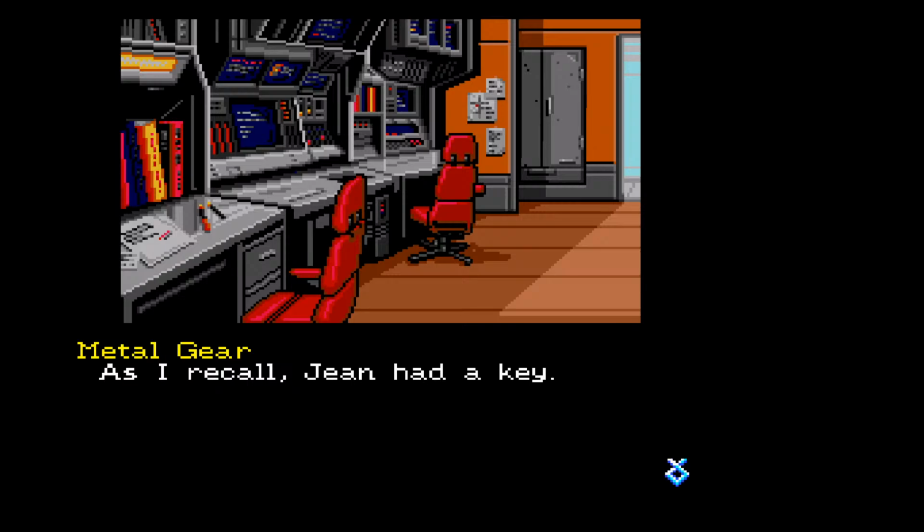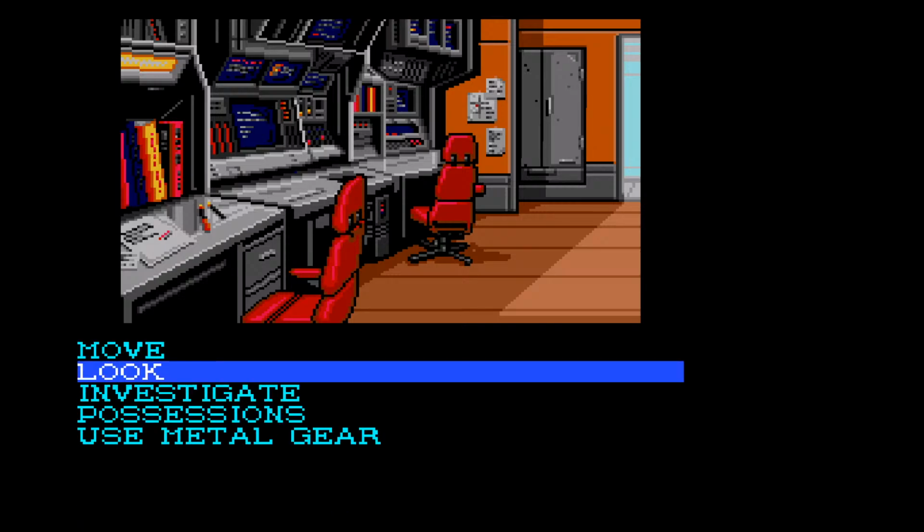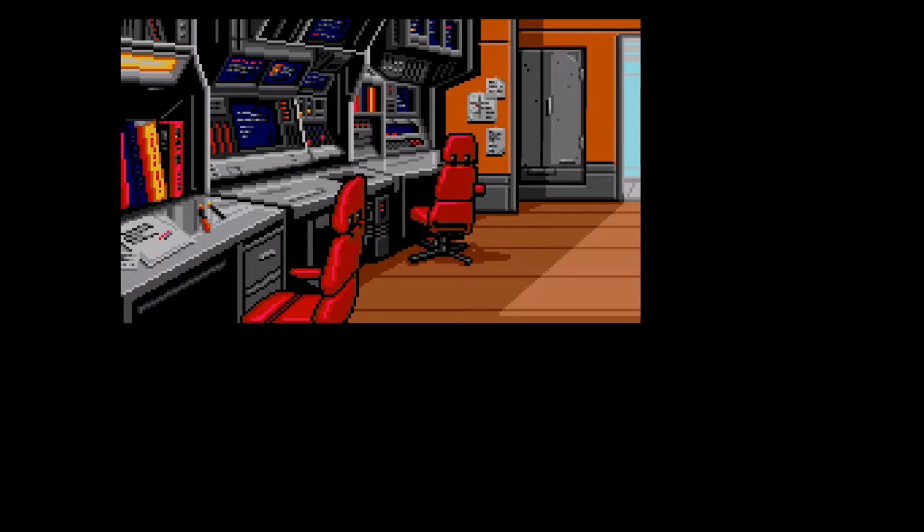There we go. Nobody uses keys anymore. As I recall, Jean had a key. So let's go ahead and use it. Possession, use key.